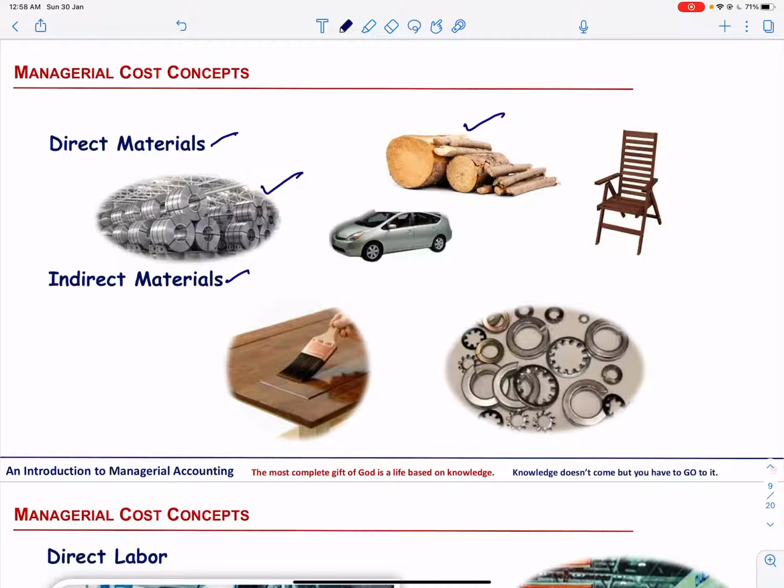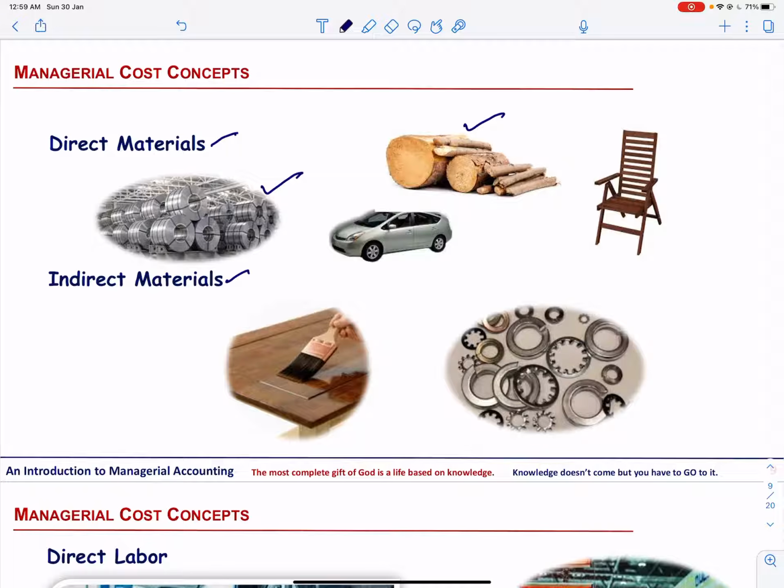It is difficult to associate indirect material with the finished product, and it must have at least one of the two characteristics. First, they do not physically become part of the finished product, like polishing compounds used in furniture, or their physical association is too small to trace it in the finished product, like cotter pins or lock washers. Indirect material is accounted as part of the manufacturing overhead.